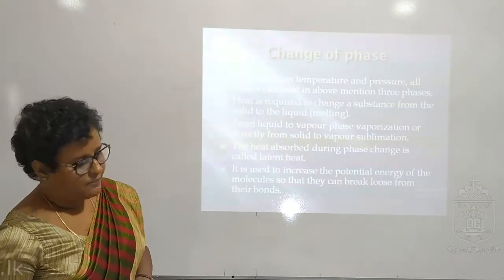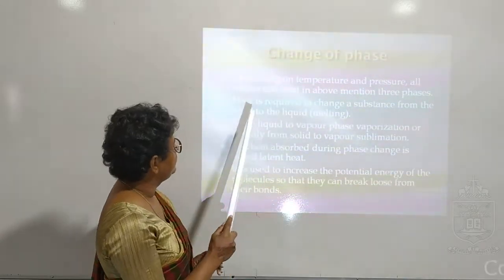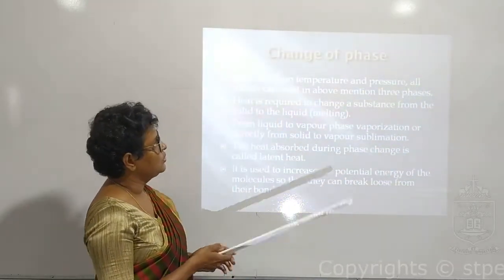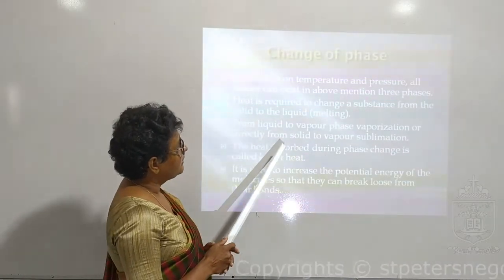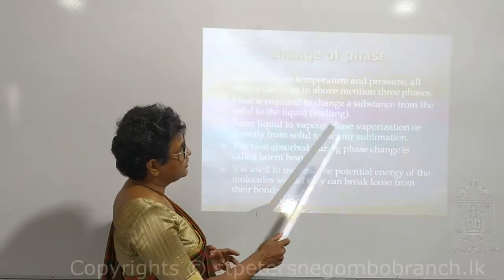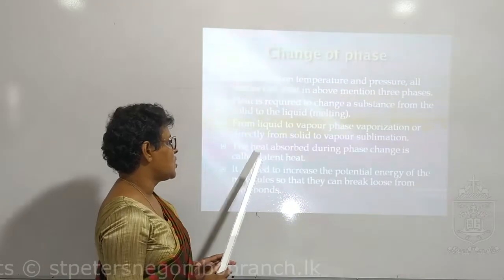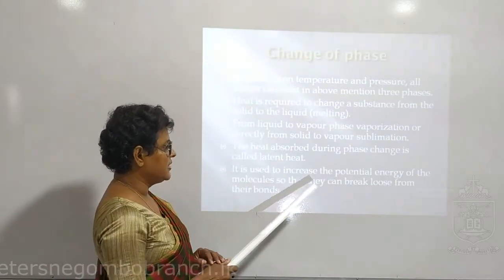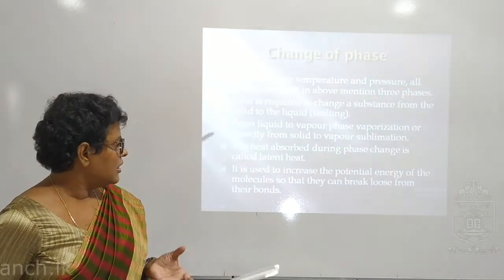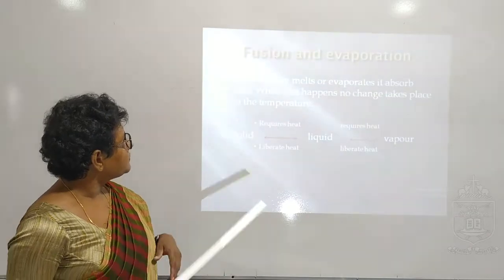Depending on temperature and pressure, all matter can exist in the above mentioned three phases. Heat is required to change the substance from the solid to liquid. From liquid to vapor phase is vaporization. Directly from solid to vapor, sublimation. Right? The heat absorbed during phase change is called latent heat. It is used to increase the potential energy of the molecules so that they can break loose from their bonds and change the phase. Right?